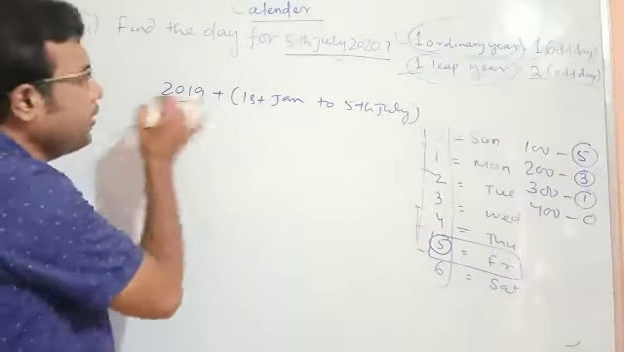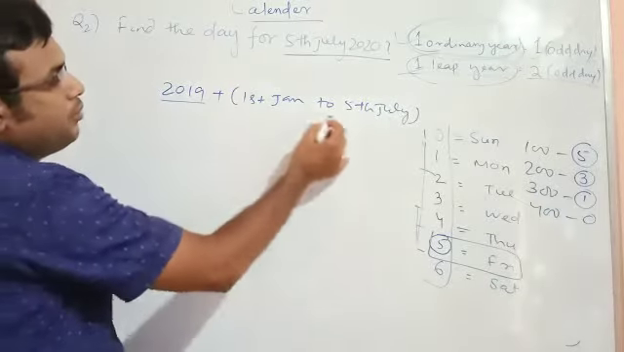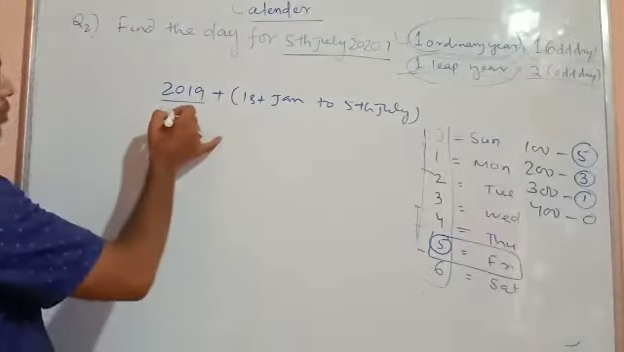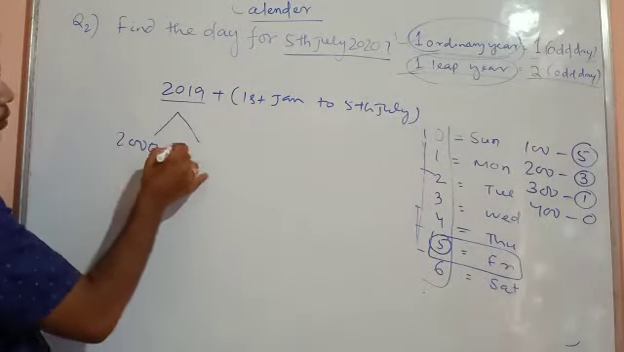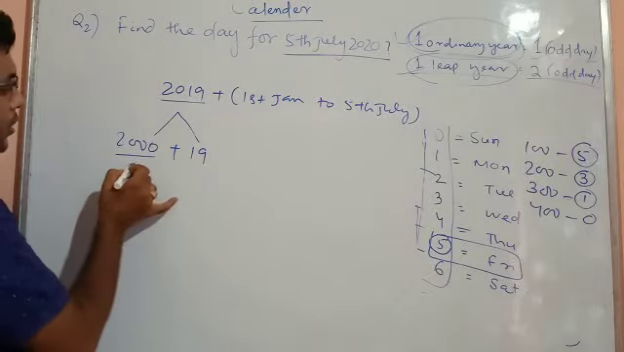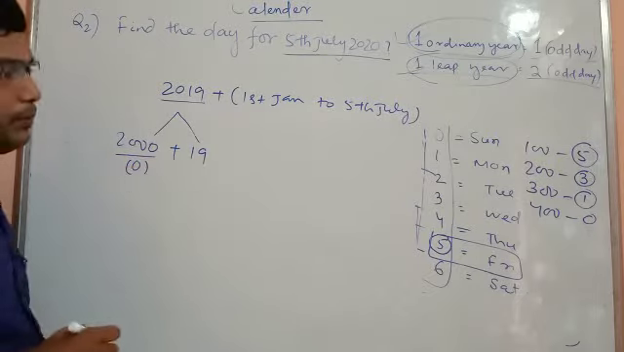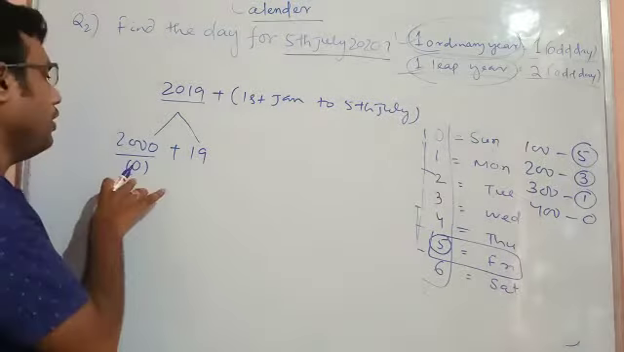2019 is completed. Don't take 2020. So 1st January to 5th July. Break the year part into 2000 plus 19. Because 2000 is a multiple of 400, you can easily write zero odd days. For 400 or any multiple of 400, you write zero odd days.